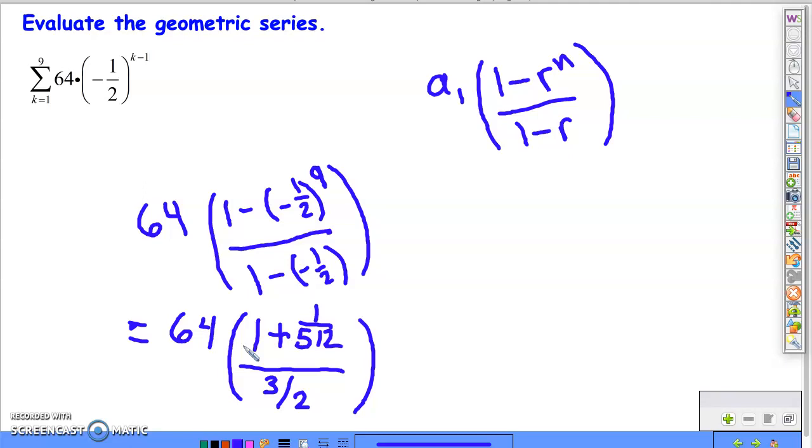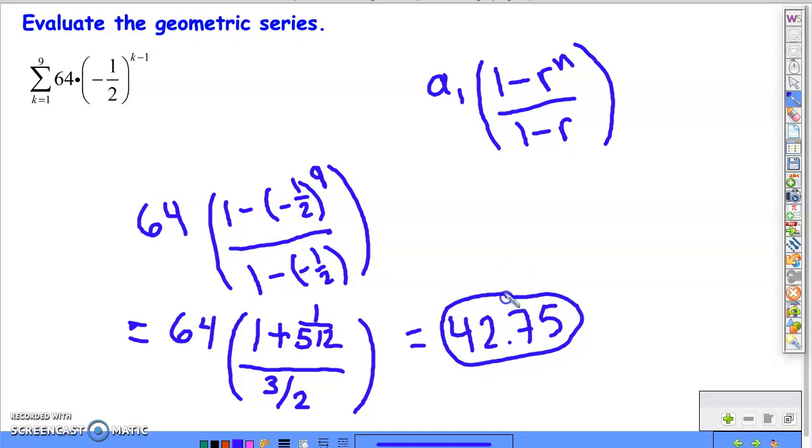You really want to be careful with parentheses. So let's see. On top, we have 64 times, let's see if I combine that, that would be 513 512ths. And we're going to divide that by 3 over 2. And that comes out to 42.75 as our sum there.